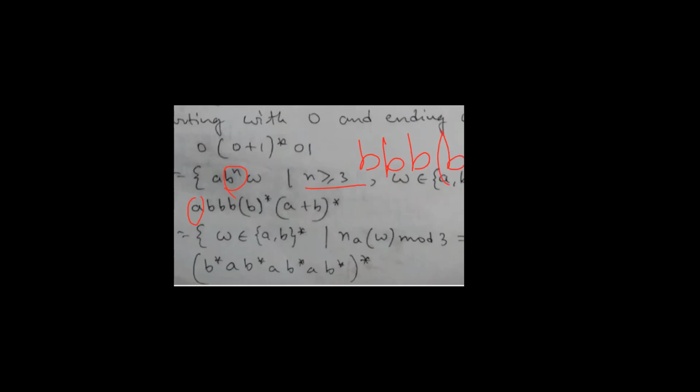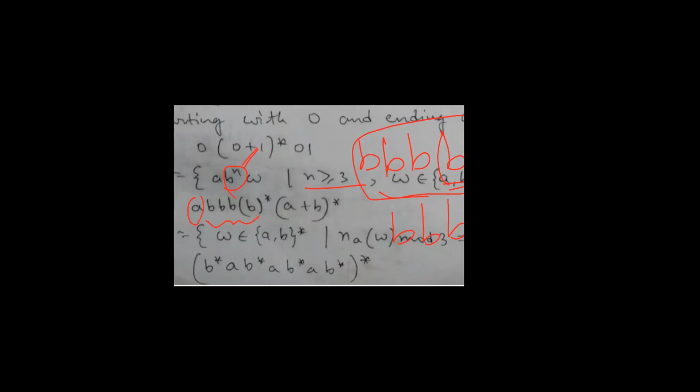So B star, this scenario provides at least 3b. Why? Because B star is null. Minimum condition, B star is null. When B star is null, then it provides bbb, the minimum case. But B star may also provide more b's, so in that case it can provide any number of b. So to write at least 3b, the expression is b star. Write this just after a. So it provides the b to the power n part.